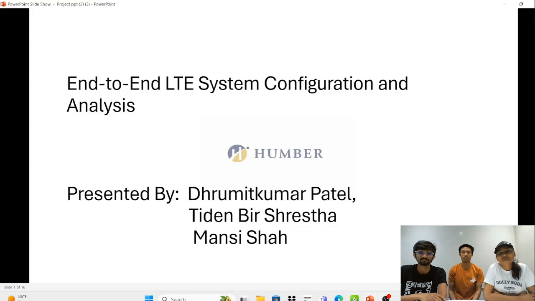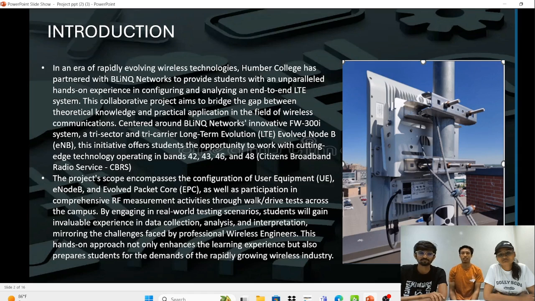Imagine a world where seamless connectivity is not just a luxury, but a necessity for everyone in this modern world. In this rapidly evolving digital landscape, how do we prepare the next generation of wireless engineers?